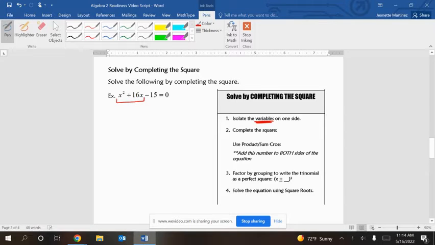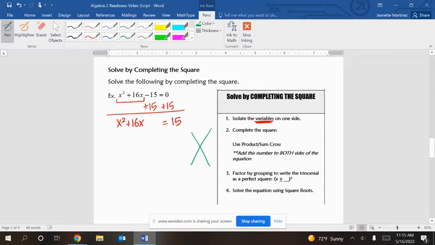That means x squared and 16x will stay on this side, but I need this negative 15 not to be there because I want only variables on this side. So for me to get rid of this negative 15, I'm going to add 15 to both sides. So I get x squared plus 16x left over here, and now it equals 15, since 0 plus 15 gives you 15.